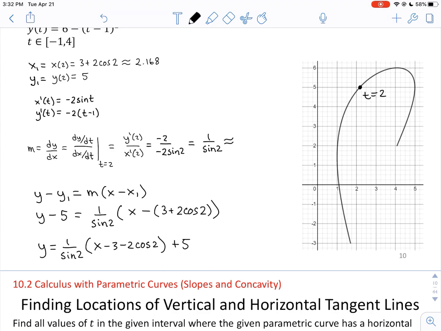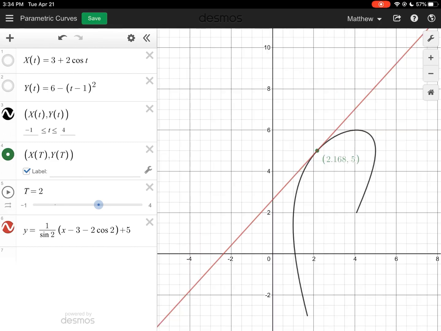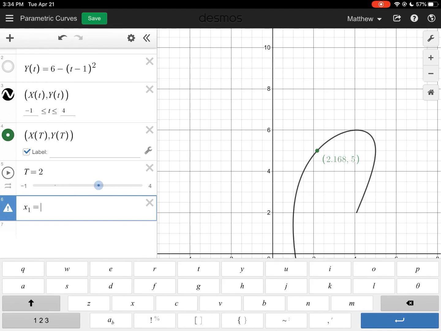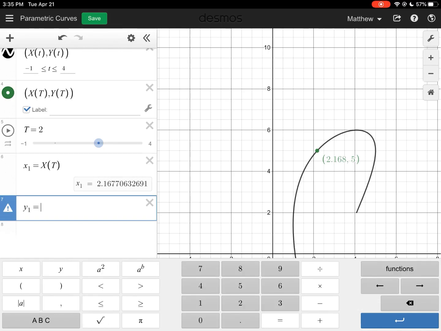Now when you graph this line, it's going to look like the tangent line. Just like that, I've graphed our tangent line. Let me show you something cool that you can do with Desmos now. I'm going to delete that, x1 equals, and then plug the capital T into the capital X function. Let's do something for y sub 1 next. Plug capital T into capital Y.